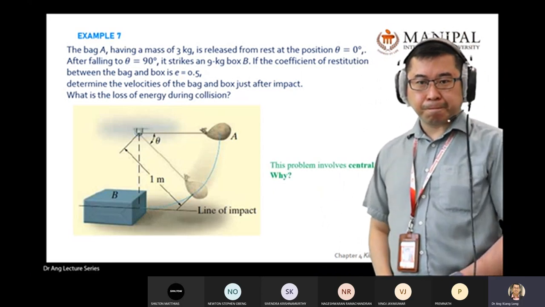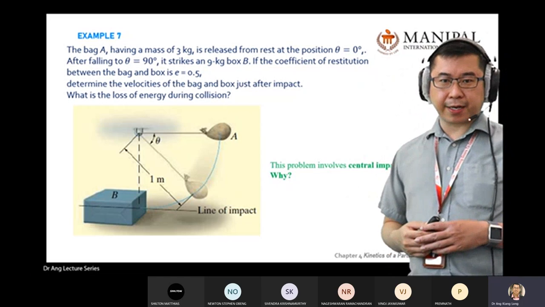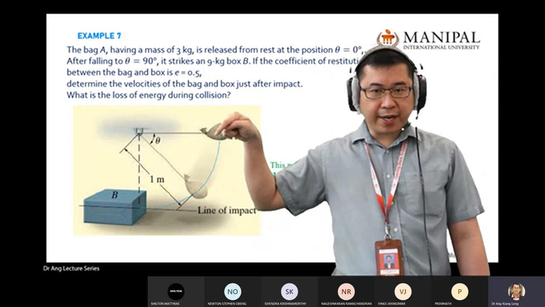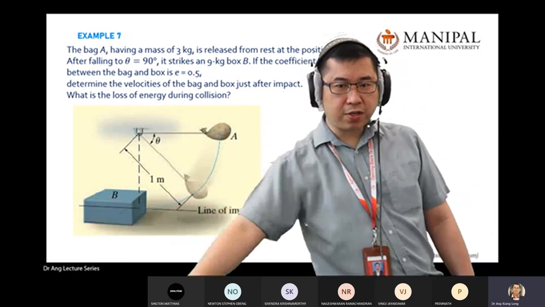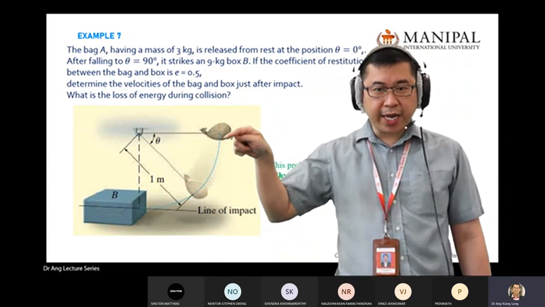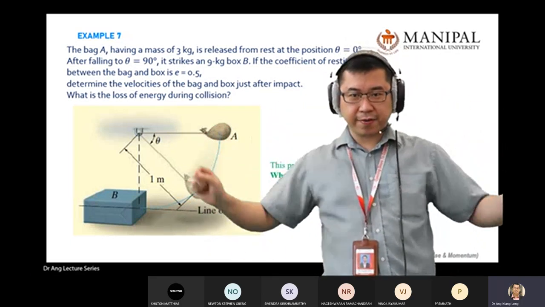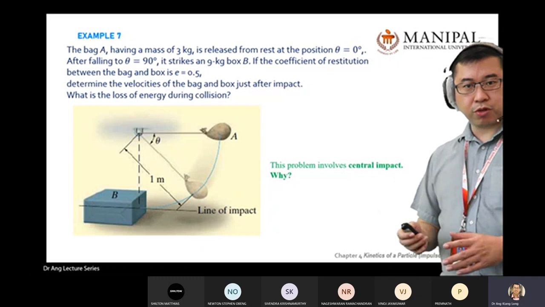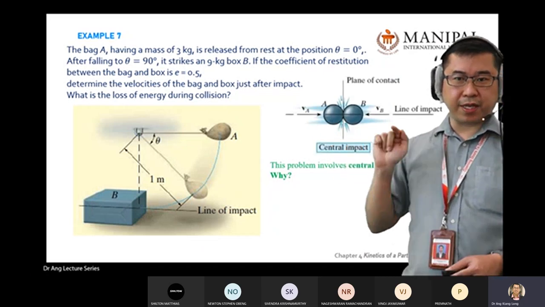How do we solve? Okay, before you solve, you have to identify whether it is central impact or oblique impact. So this one is central impact, right? Because how do the two objects impact? When A swings and meets at this point, A and B move along a straight line. Although it's curved, although it seems like A is coming from an angle, when A hits B, both collide in a straight line. They collide at the line of impact, so it falls under central impact. So don't complicate the question. Right? Both meet in a straight line.